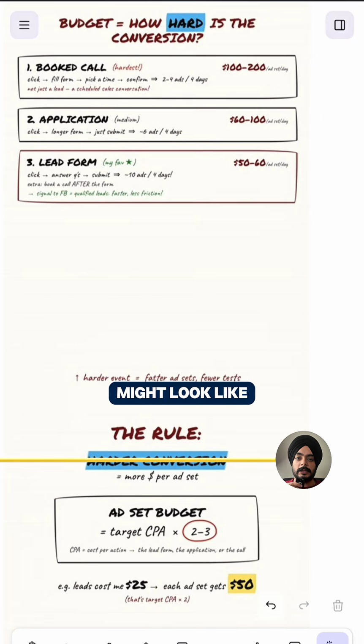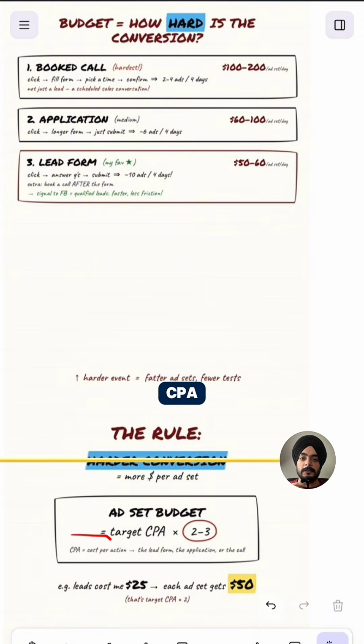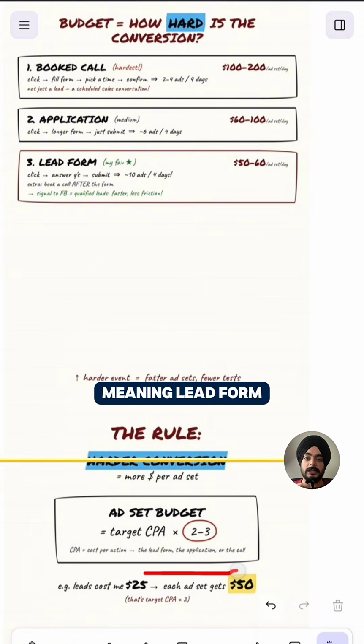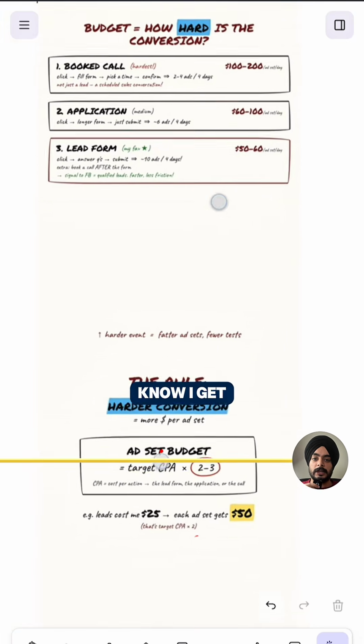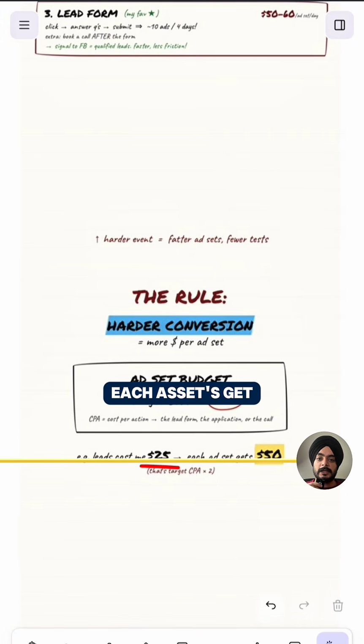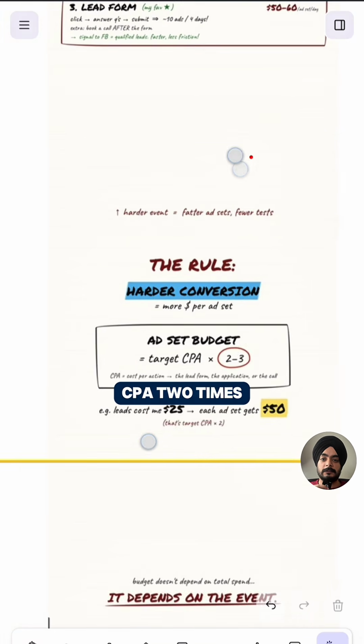And so that might look like ad set budget equals target CPA, meaning cost per action. So action meaning lead form, application or call, times 2 to 3. So if I know I get leads for $25, each ad set gets $50, target CPA times 2.